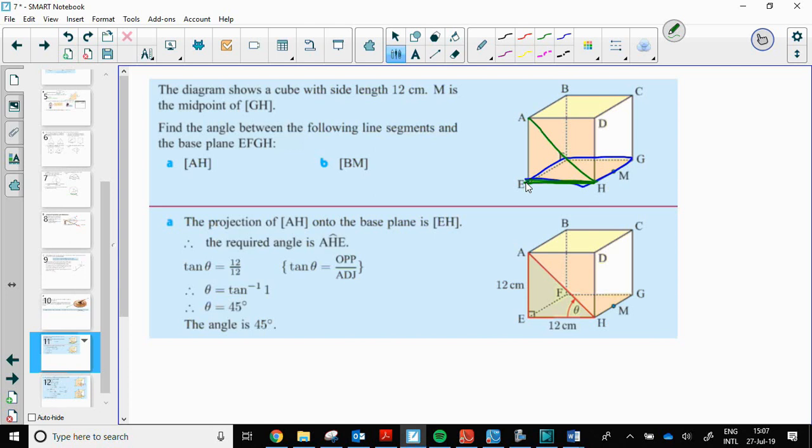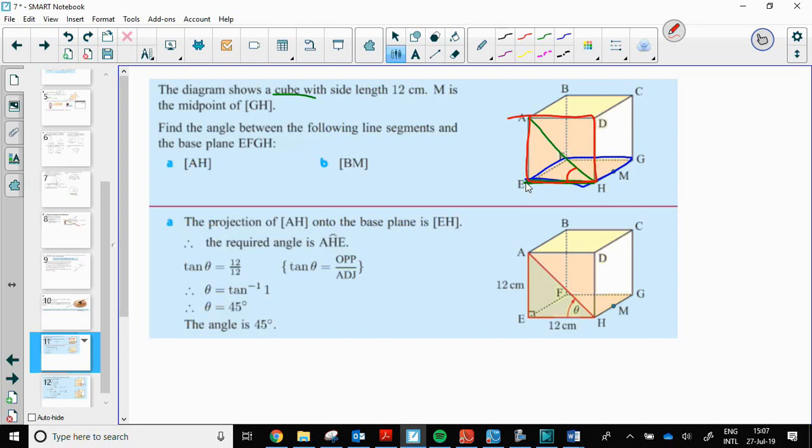This was a cube to start off with, so that means that this front face here is a square. So that angle is obviously going to be 45 degrees, but you could think of it in terms of trigonometry, as we see there as well.